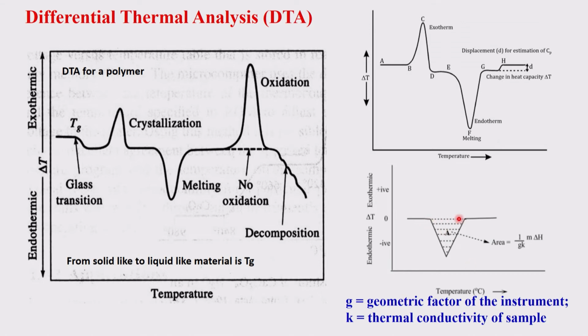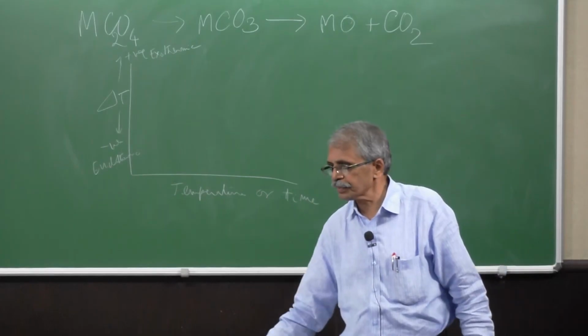So when you have a peak, you can measure the area, and this area is proportional to the heat, the delta H that is there with that. So that can be compared from one peak to the other peak, from one compound to the other compound. So you can always do it with respect to a standard or reference.